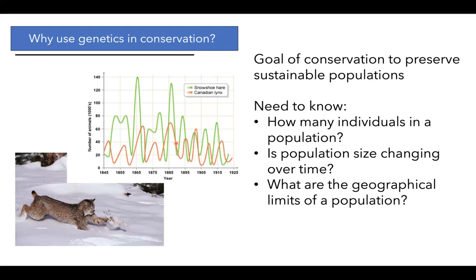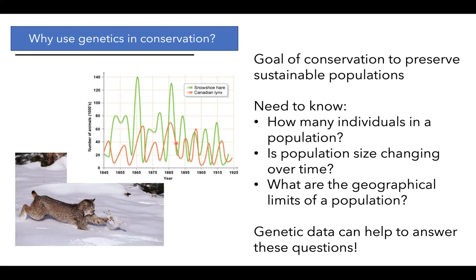We also need to understand what the geographical limits of a population are. So how do things like rivers or mountain ranges, these kind of landscape features, how do they delimit populations and distinguish one population from another? And genetic data can help us to answer these questions.